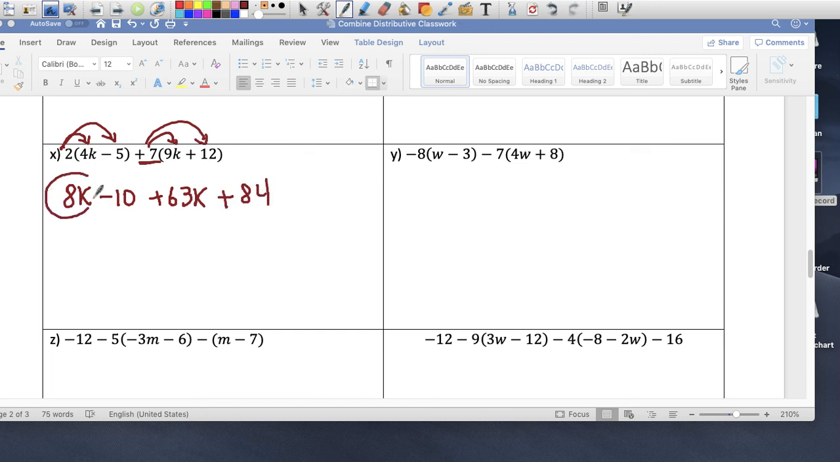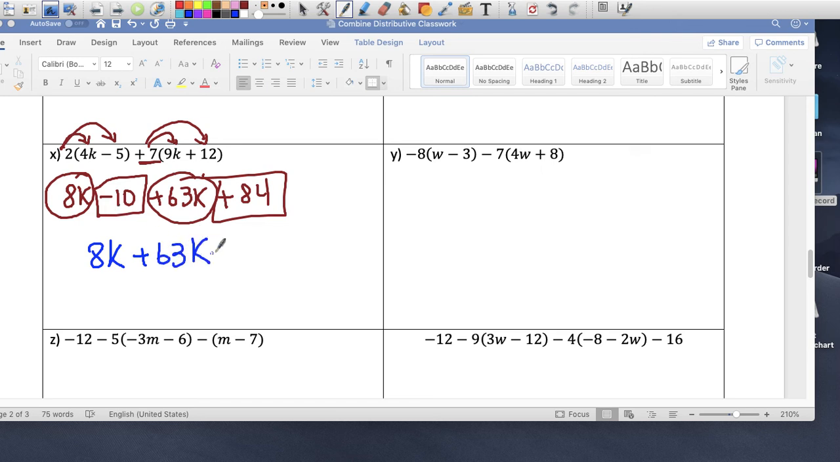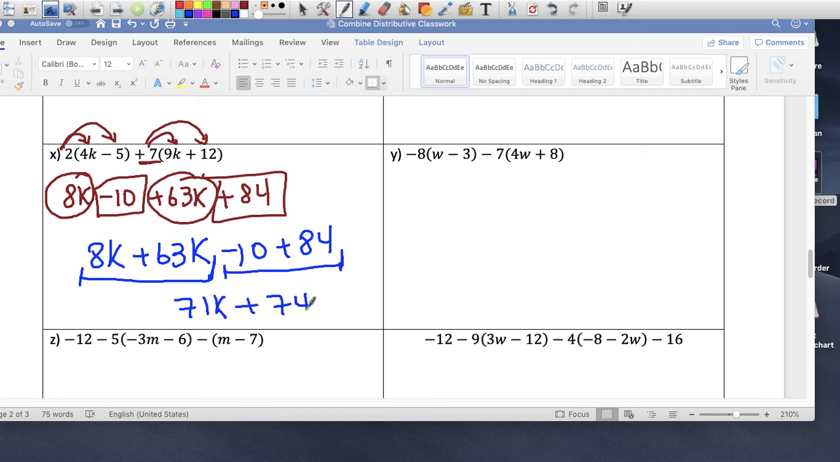So we're going to combine this guy with this guy. And then these two with these two. Move them around, please. 8k, 8k, oops. 8k plus 63k, then minus 10 plus 84. So my like terms next to each other is so much easier to see. All right, so this becomes, they're both friends, 71k. And then negative 10 plus 84, the 84 is going to win, so it's going to be plus 74.